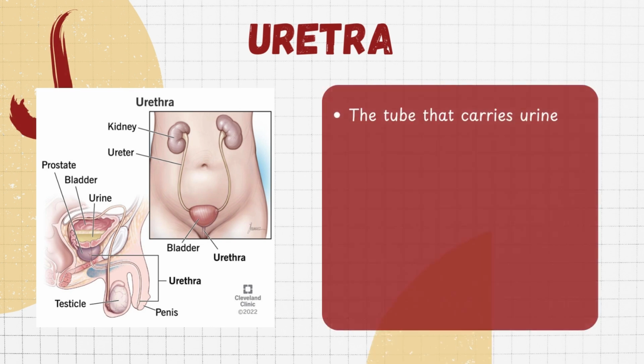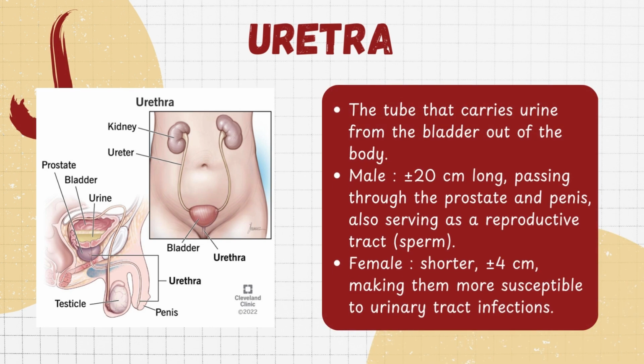The last organ of the urinary system is the urethra. The urethra is the tube that carries urine from the bladder out of the body. In males, it is approximately 20 cm long, passing through the prostate and penis, also serving as a reproductive tract for sperm. In females, it is much shorter, approximately 4 cm, making them more susceptible to urinary tract infections.